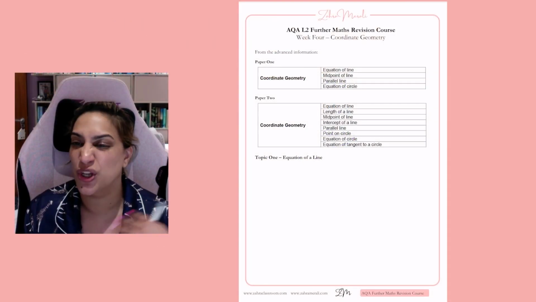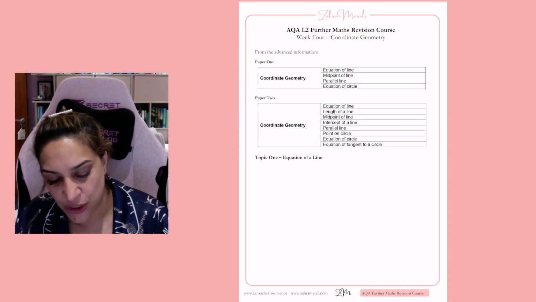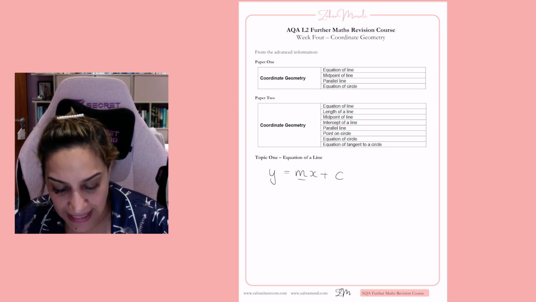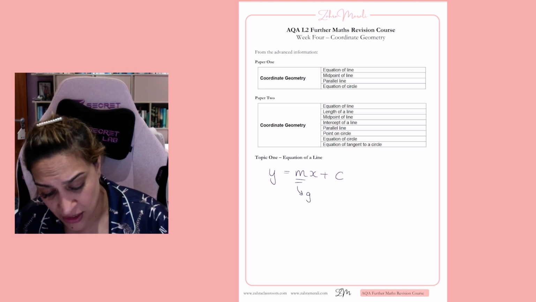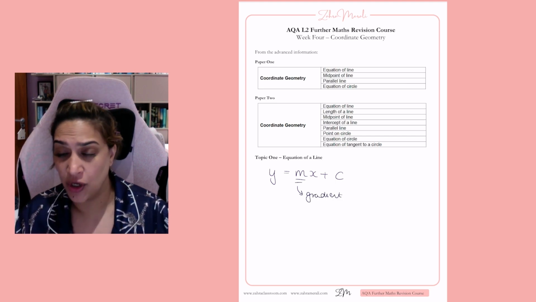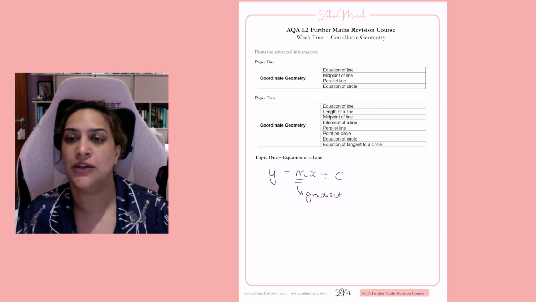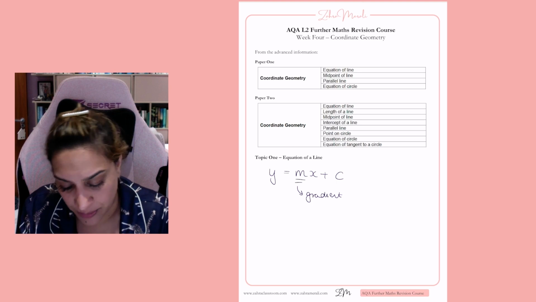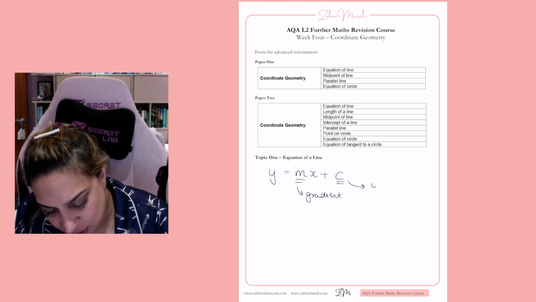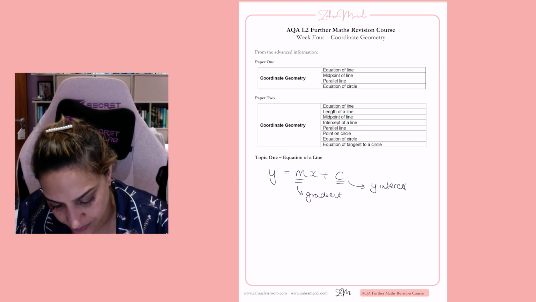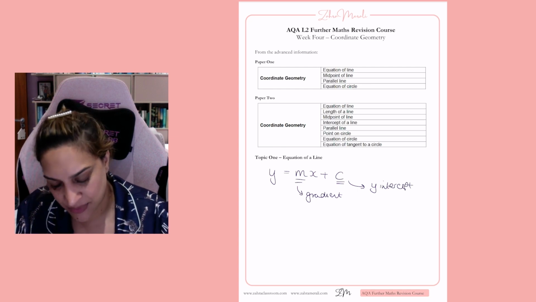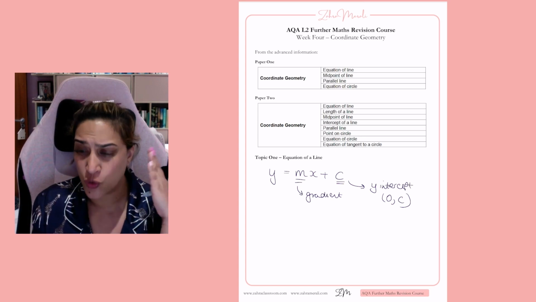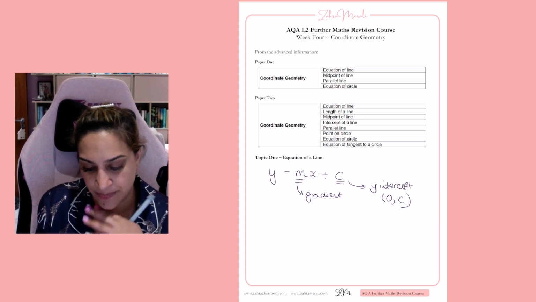First things first, we're going to look at the equation of a line. So we know that an equation of the line is in the form y equals mx plus c. M is your gradient. So this tells you about your slope. So it's going to be positive or negative depending on whether you're sloping up or down. The higher the number, the steeper the slope. Plus c is your y-intercept. Now your y-intercept is when x is 0, what is y? So it's where you cross that vertical axis.